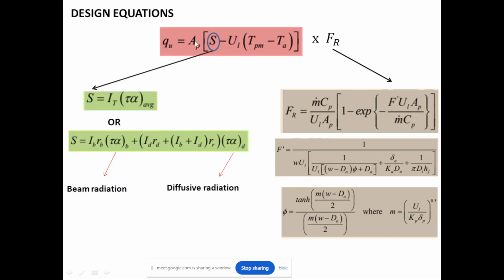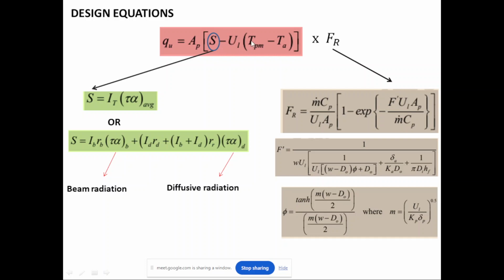So your QU, that is your useful heat gain, is equal to AP. AP is nothing but the area of the plate, and UL is your heat loss coefficient. As I said, you cannot minimize all kinds of losses. You can minimize the loss of heat to your environment, but still, in an inherent system, you will be left with a lot of other losses that will come up. So you have to account for that.